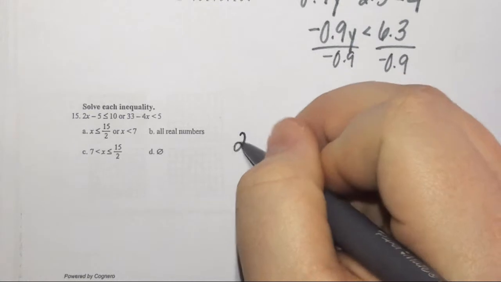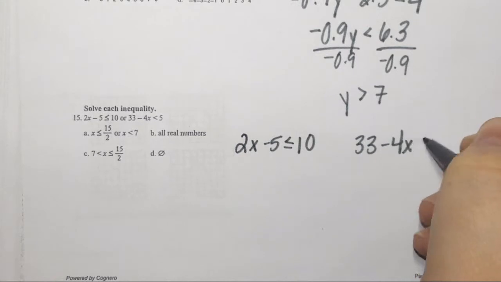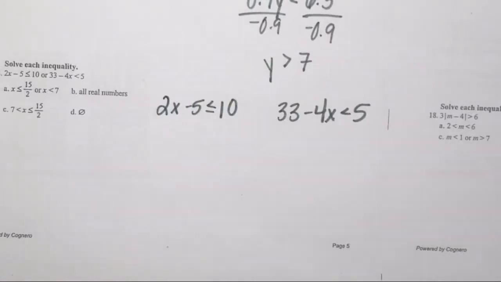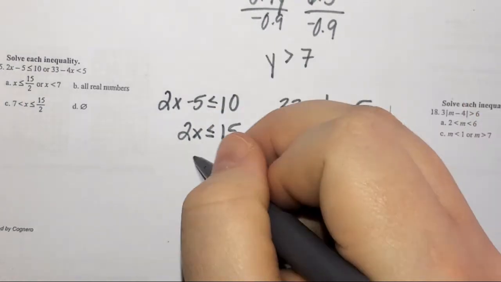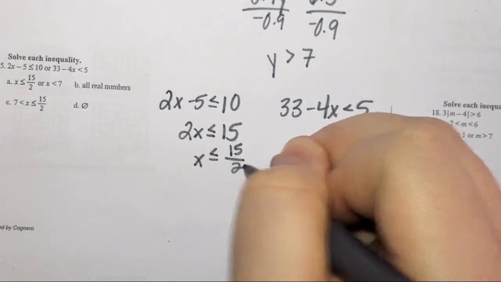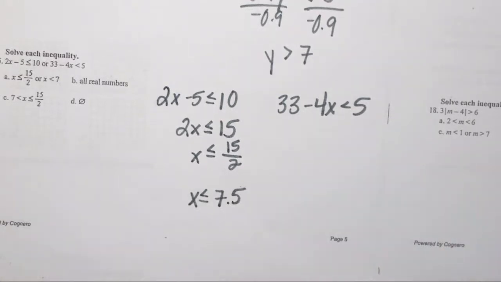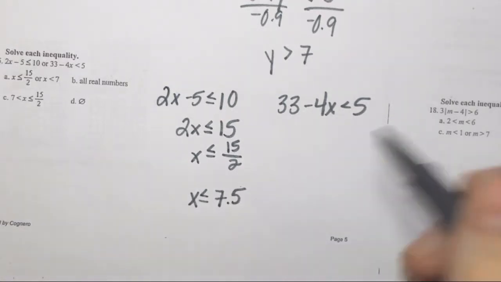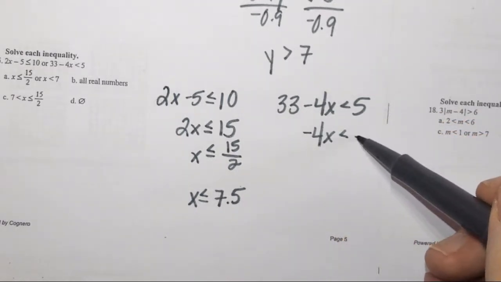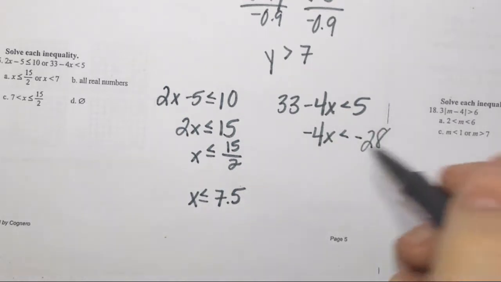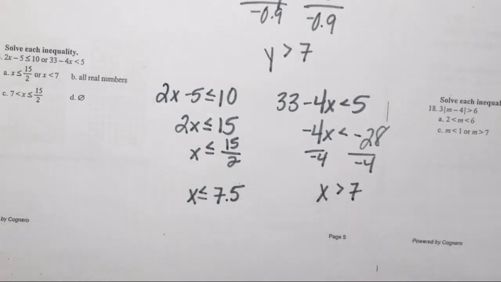Okay, 15. 2x minus 5 is less than or equal to 10. 33 minus 4x is less than 5. We've got to deal with both of these inequalities. If I add 5, I'll have 2x is less than or equal to 15. So x is less than or equal to 15 over 2. While I prefer fractions in life, it is useful to know that 15 over 2 is 7.5. On the other side, when I subtract 33, I'll have negative 4x is less than 5 minus 33, which is negative 28. When I divide by that negative 4, I've got to flip my sign, so I'll have x is greater than 7.